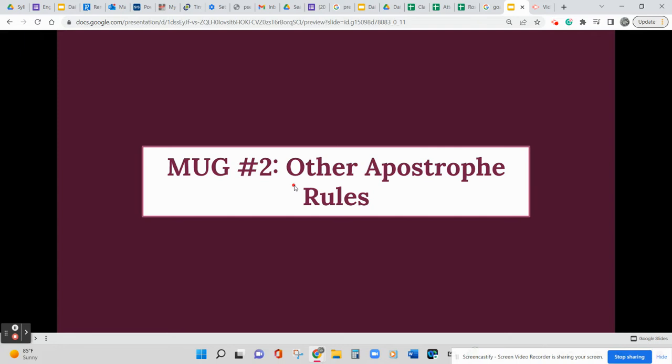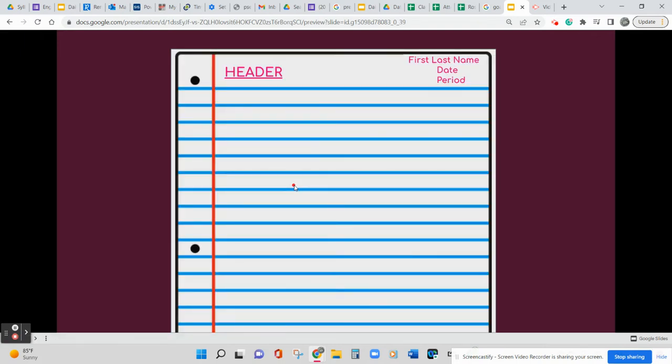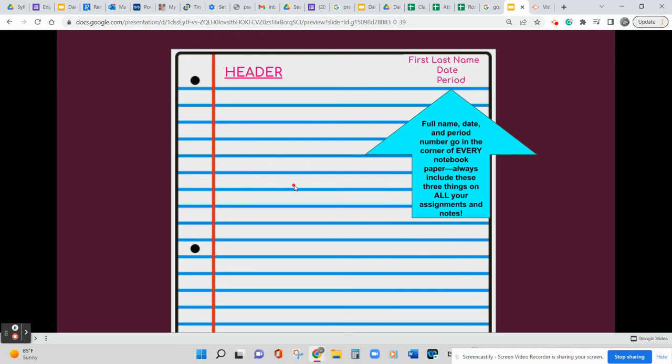But before we get to the notes themselves, please make sure that you have a fresh sheet of notebook paper. Don't write on the back of the first one even if you still have the back side empty. Start with a fresh sheet. Every single mug should be on its own new paper. Remember, your first and last name, the date, and the period should go in the right-hand corner of every notebook page. And the header should also be filled in.